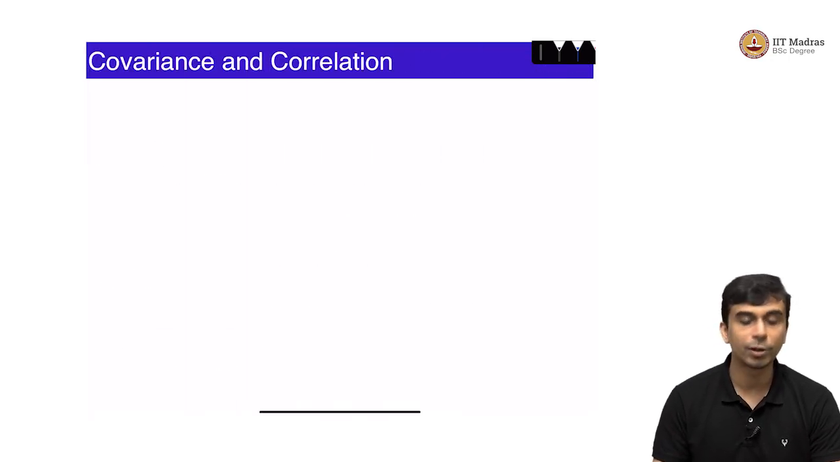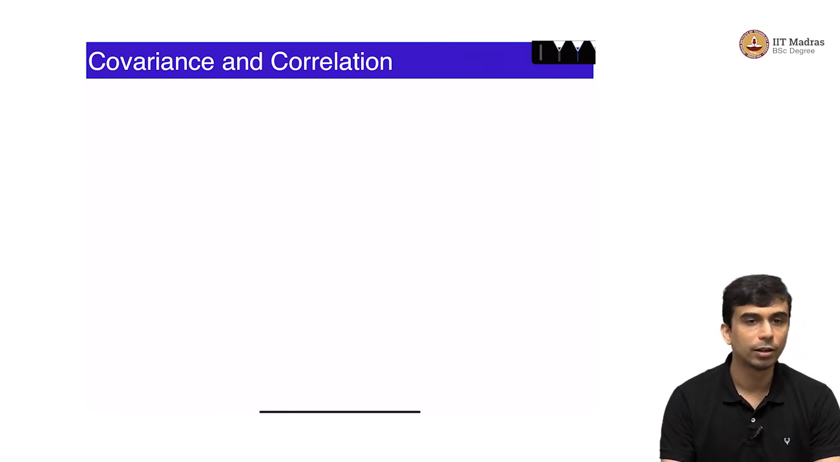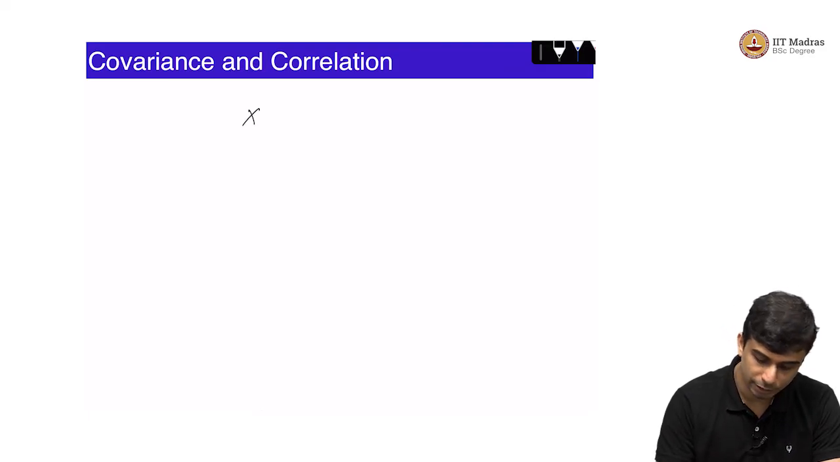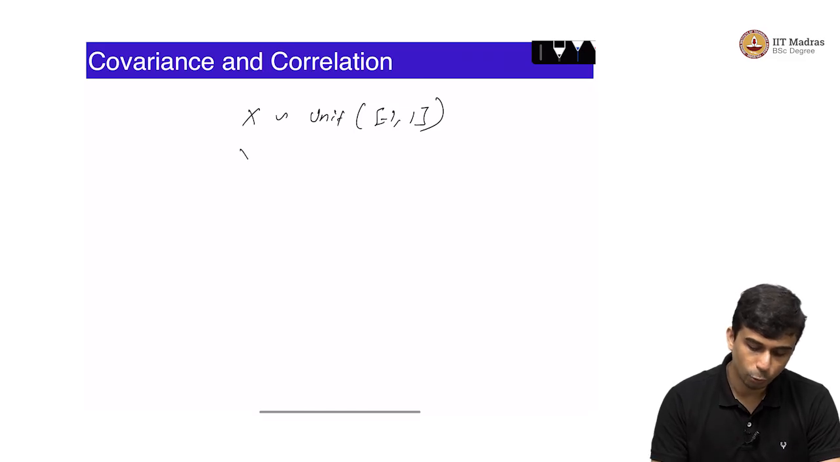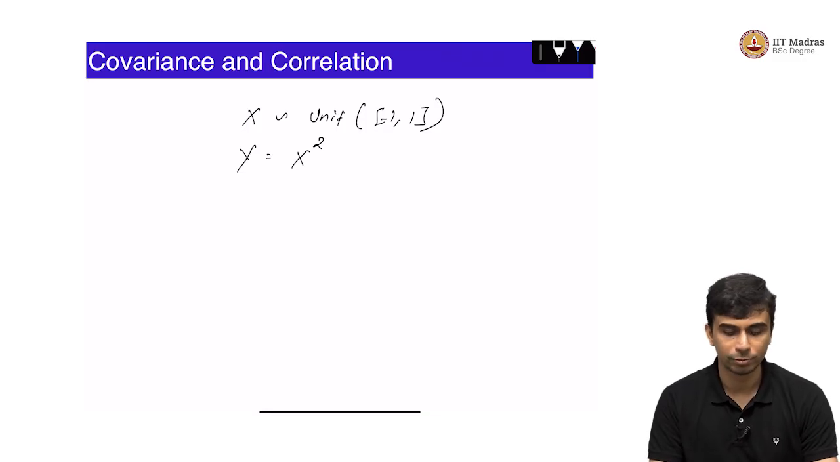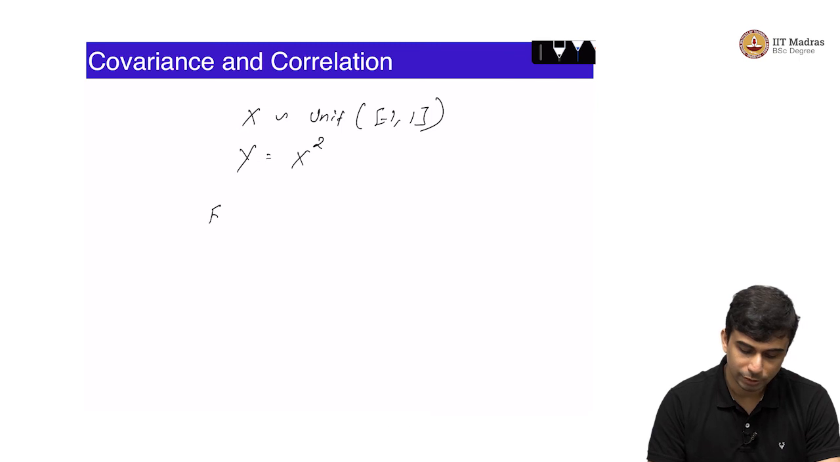We have already seen an example for the case of discrete random variables. Here is another example for continuous random variables. Let us say x is distributed as uniform in the range of -1 to 1. We have already seen this density several times. Let us call y equal to x squared. You can easily see that x and y are not independent. But what is exy?